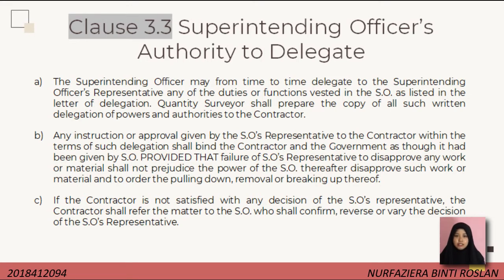Any instruction or approval given by the SO representative to the contractor within the terms of such delegation shall bind the contractor and the government as though it had been given by the SO, provided that failure of the SO representative to disapprove any works or material shall not prejudice the power of the SO. This includes failure to disapprove such work or material and to order the pulling down, removal or breaking up. If the contractor is not satisfied with the decision of the SO representative, the contractor shall refer the matter to the SO, who shall confirm, revise or vary the decision of the SO representative.